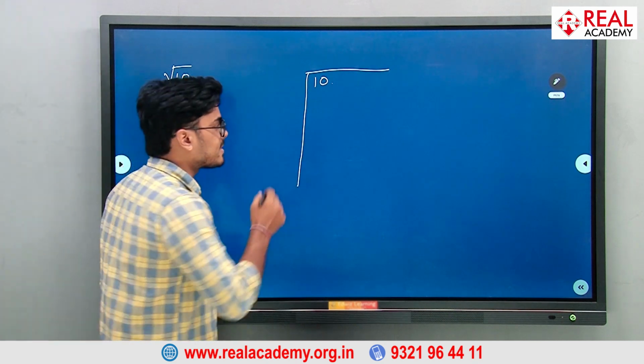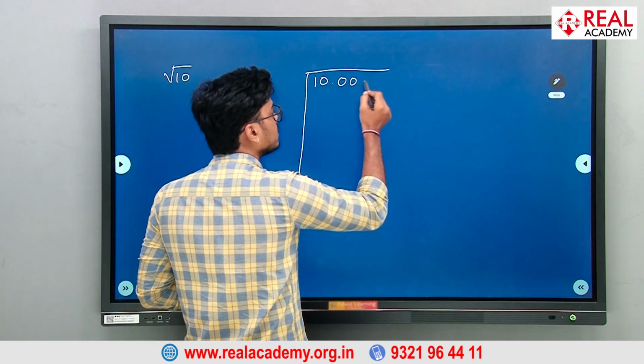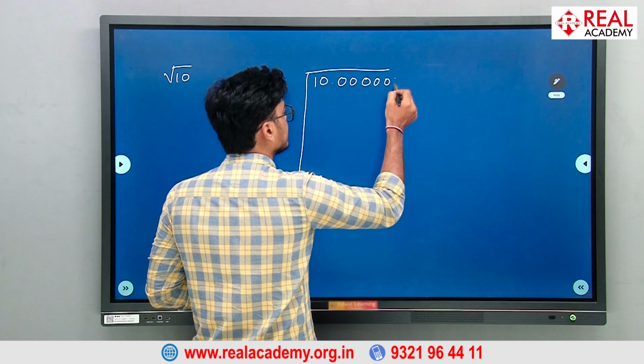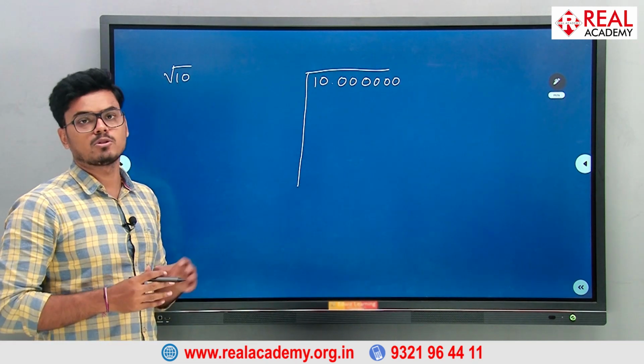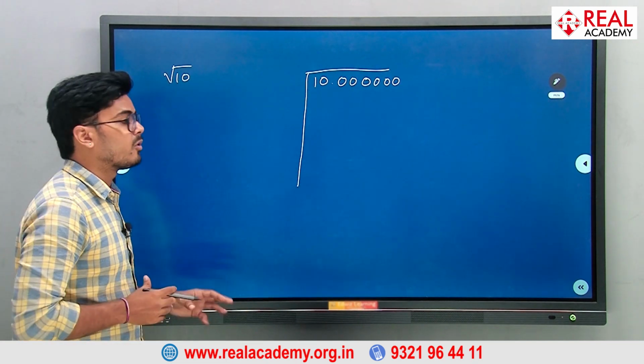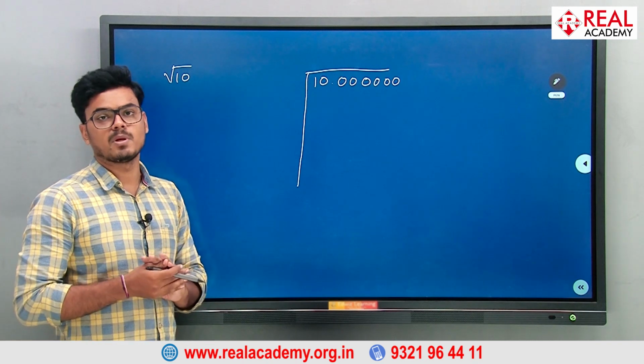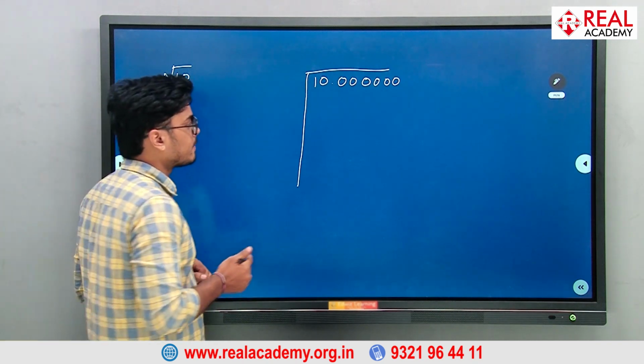10 can be written as 10.000000. We are taking some zeros also because the division, we are going to find it till 3 decimal places at least. So let us do that.